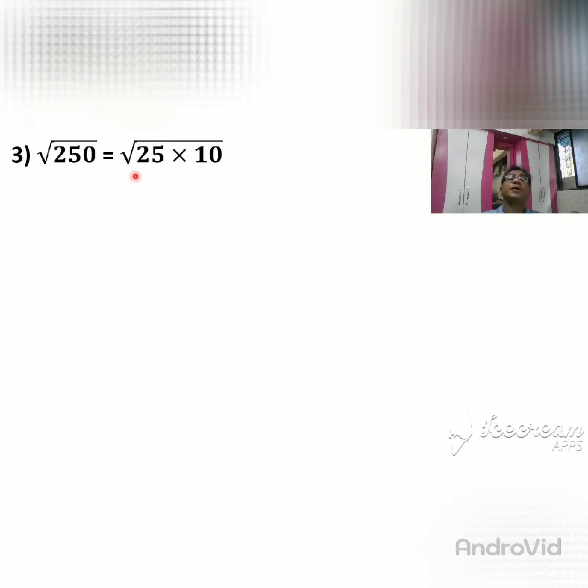That 250 can be factorized as 25 into 10. Why is it factorized as 25 into 10? Because one number's square root must be found. In this, the square root of 25 we know. What is the square root of 25? 5. So you are getting the answer 5 root 10. See here, 5 root 10. Do you understand?